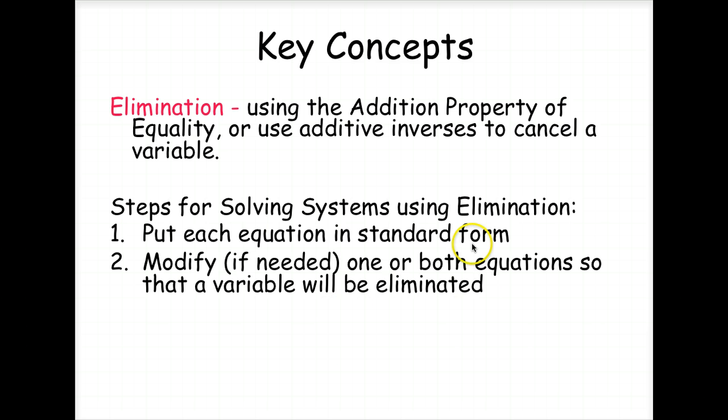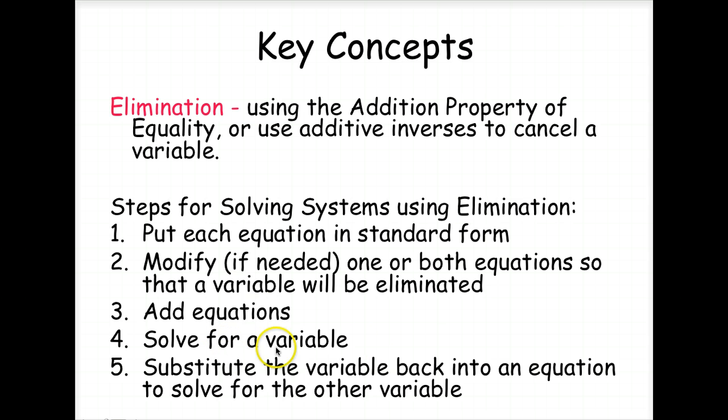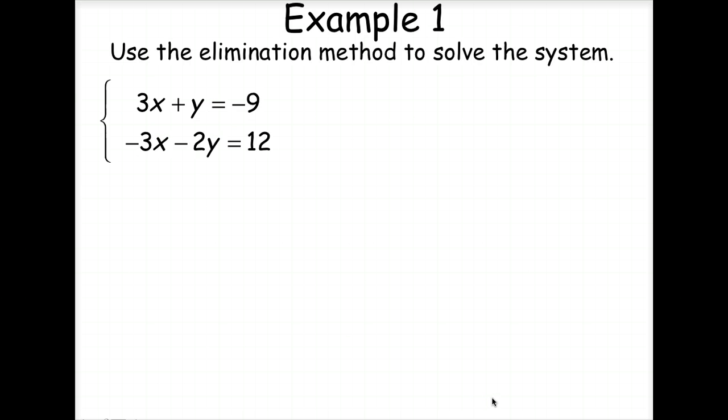Then we need to modify one or both equations so that a variable will be eliminated. You don't always have to do this step. You don't always have to do step 1. Sometimes it's already in standard form. Then you add the equations together and solve for a variable. Once you get a solution to one of the variables, you substitute it back into one of the original equations to solve for the other variable. So let's see what this looks like.